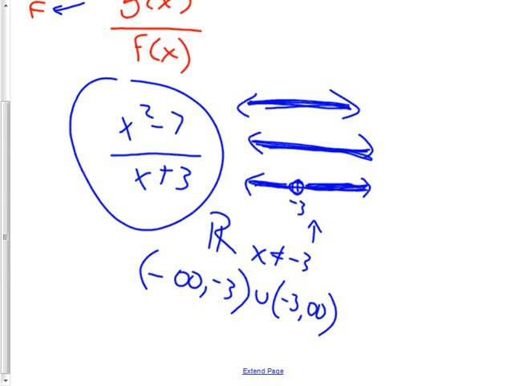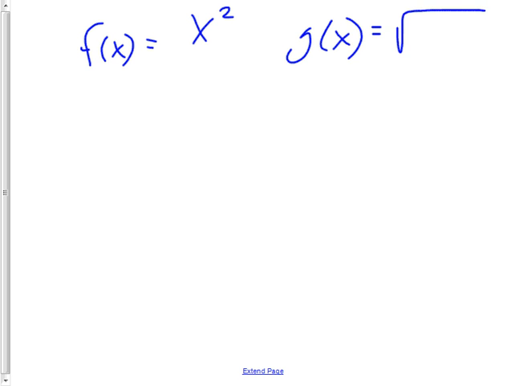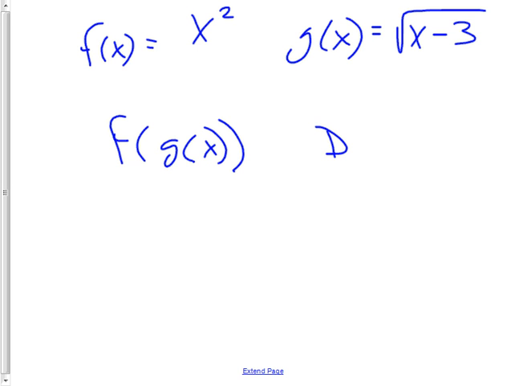All right. One more kind that's important. f of g of x. So let's have two new functions. f of x is x², and g of x is equal to the square root of x - 3. All right? And I'd like you to figure out what f of g of x is and its domain. Domain of f of g. Give it a shot.